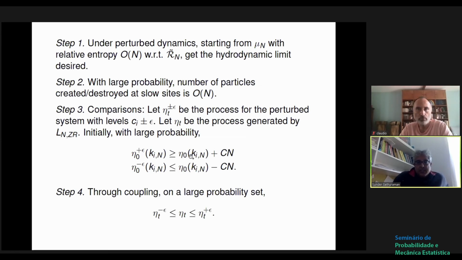So eta 0 is just starting from the usual Rn that we mentioned. And this one is just adding a little bit more density at one of the sites. So one can get this kind of thing. And if, through some coupling, we can also make sure that this inequality holds, because only this many particles are generated, then you don't really destroy this relation with large probability. And then by some squeezing, one can get the hydrodynamic limit for eta from the hydrodynamic limit for these, which we know how to do. That's step 1. So that's the scheme that we're thinking of here.